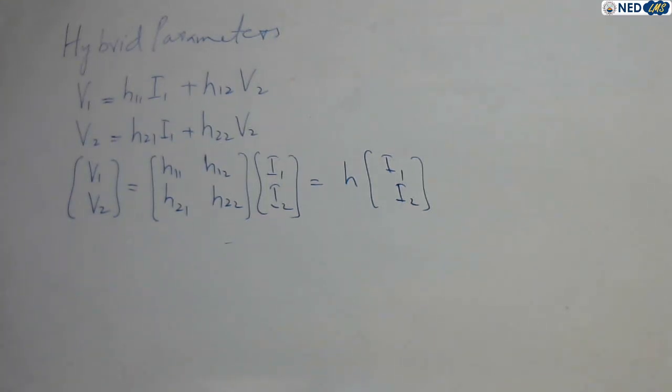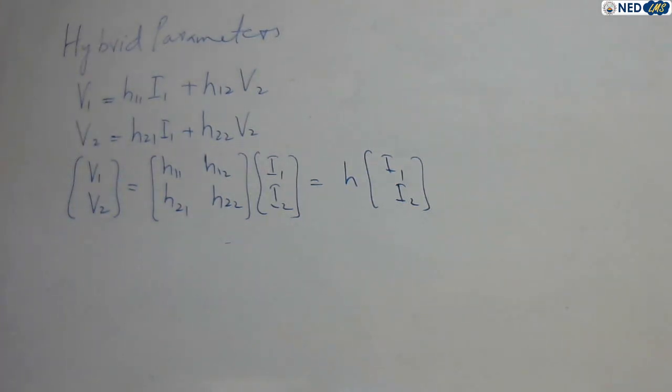Bismillahirrahmanirrahim. The same topic, but a new heading: hybrid parameters. Now, what are hybrid parameters? Before, we calculated the impedance parameters and the admittance parameters. Hybrid means a combination of both, that is, admittance and impedance are combined together, and it's a hybrid parameter.